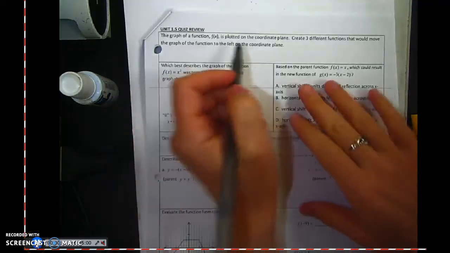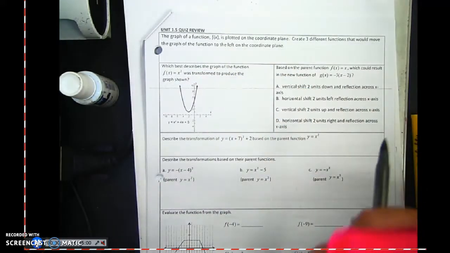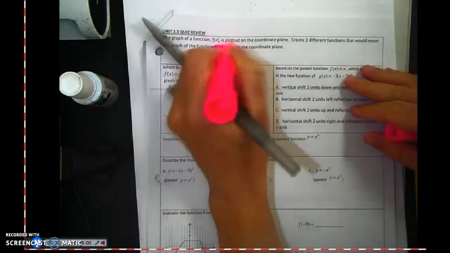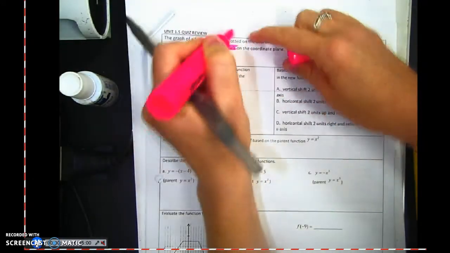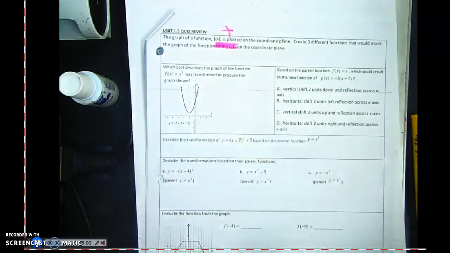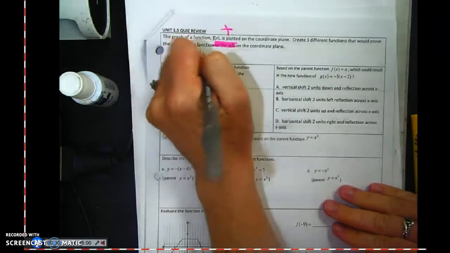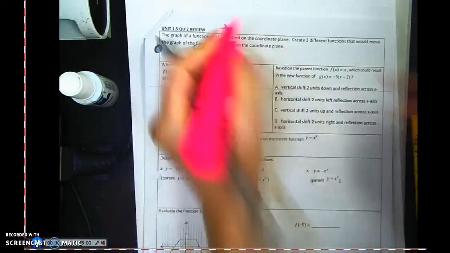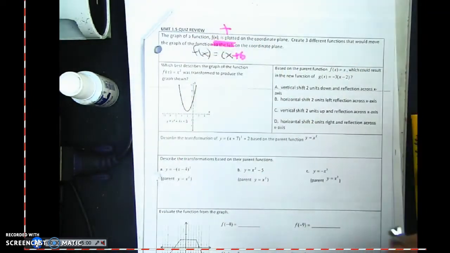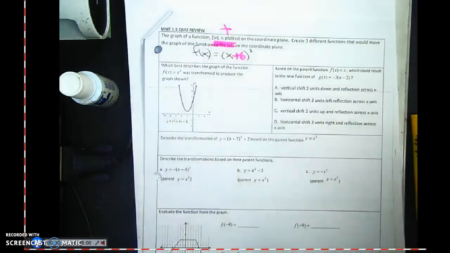Okay, so it says they want you to go left. Well, left is the x. But remember, if it's with the x, it's the opposite. So in a sense, you're really thinking a plus. So examples of functions would be f of x equals x plus 6 squared.